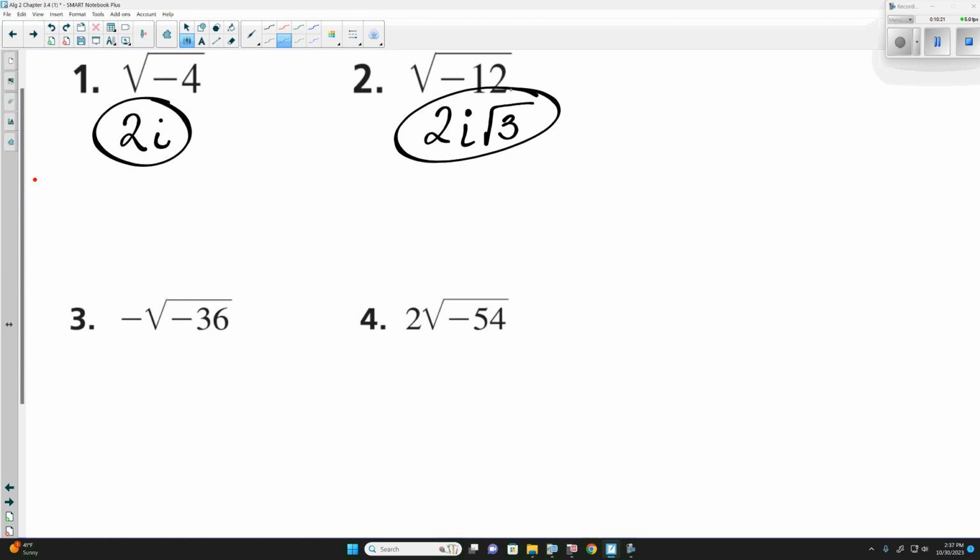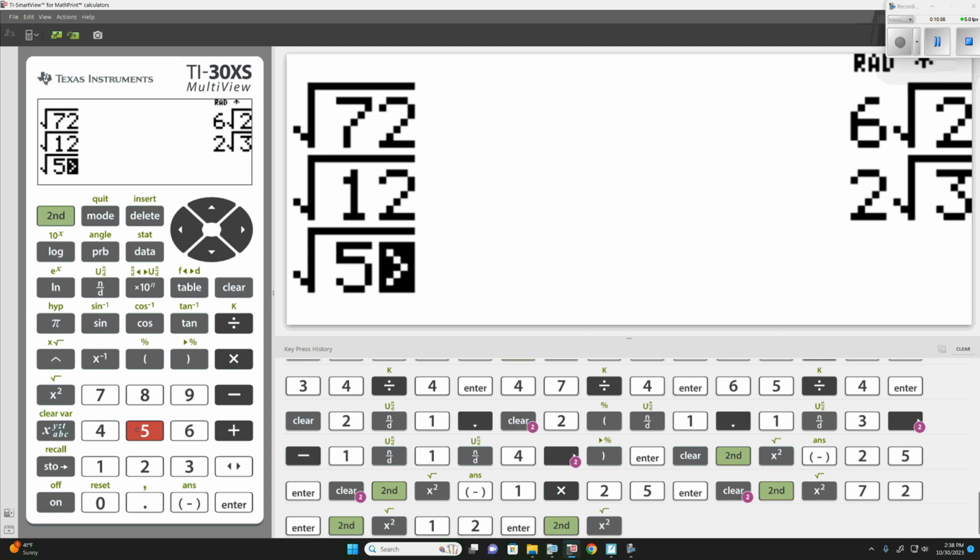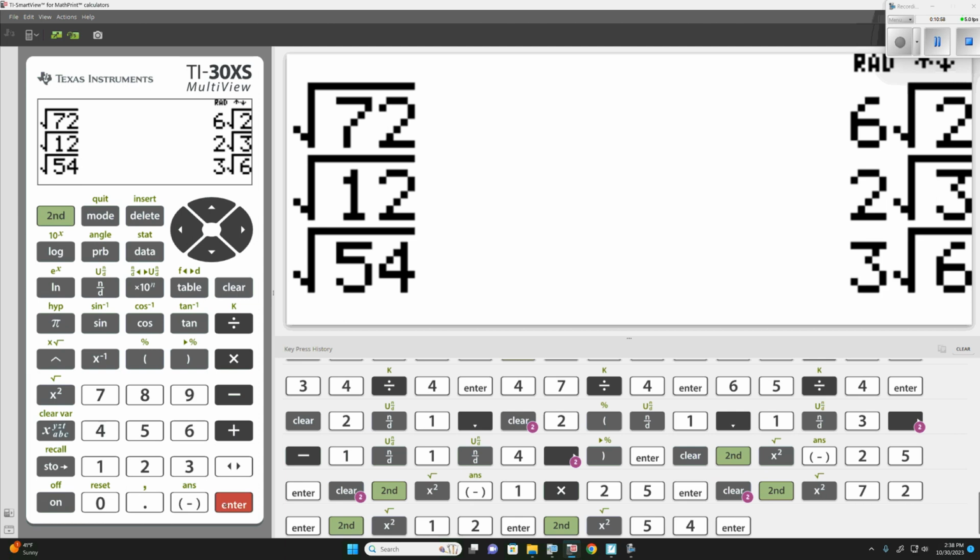Now we can do the next one, negative square root of negative 36. You're welcome. So we'll still have the negative. The negative inside the radical will come out as i, and the square root of 36 is 6, so it's negative 6i. Now the square root of negative 54, well, 54 is not a perfect square, so we will have i. And if we take the square root of 54, we get 3 square root of 6.